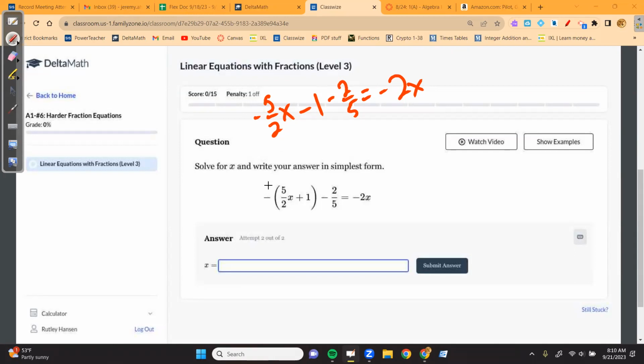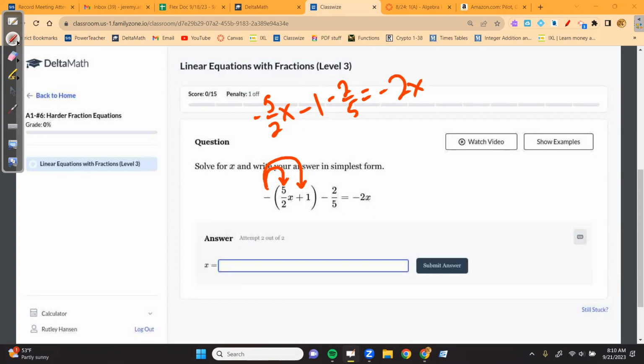Okay, so let's understand. This negative hits this 5/2 and makes it negative. And then the negative hits this plus 1 and makes it minus 1. That change has to happen when you distribute a negative. So you found your boo-boo? I mean, if you missed a negative, that's your boo-boo.